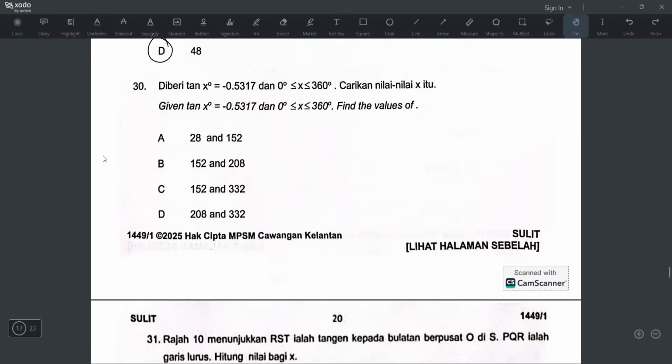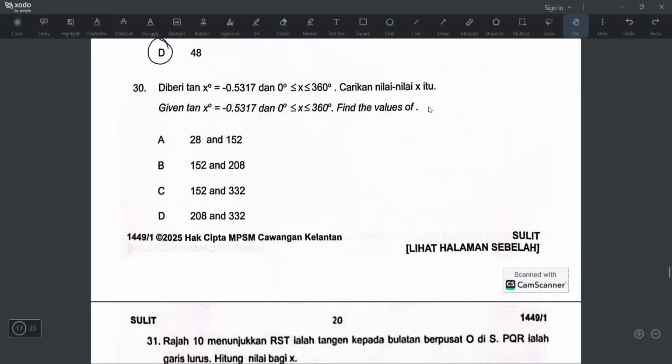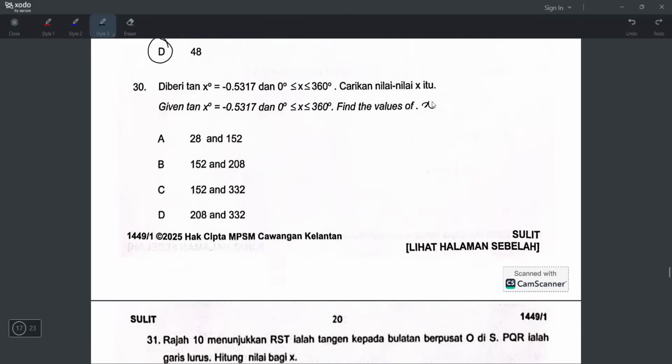Okay, let's do 30. Given tangent x is negative 0.5317 and x is between 0 and 360, find the values of x. This type of question, you have to determine whether it's a normal case or special case first. And I'll tell you now, this is a normal case. What is a special case? A special case is when your sine or cos answer is 0, 1 or -1, or your tangent is 0. Then only it's a special case. And for a special case, you have to memorize the answer.